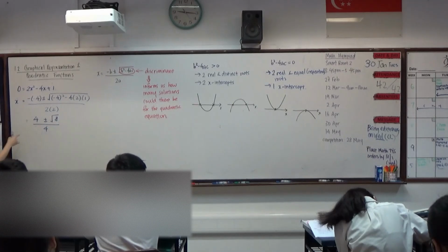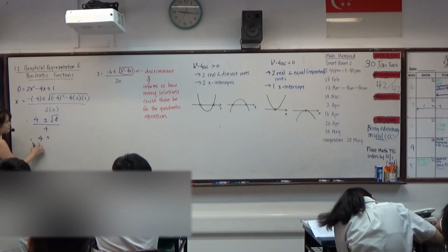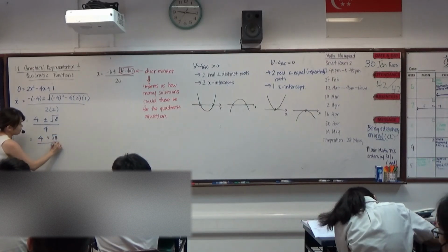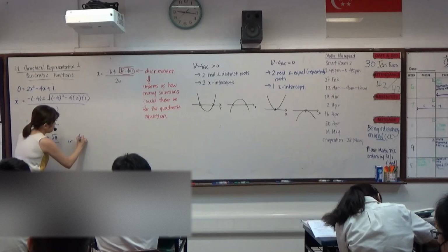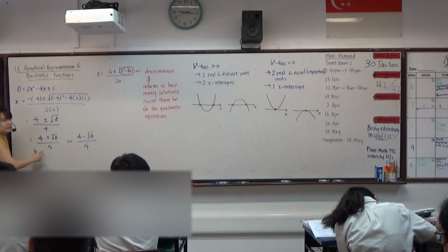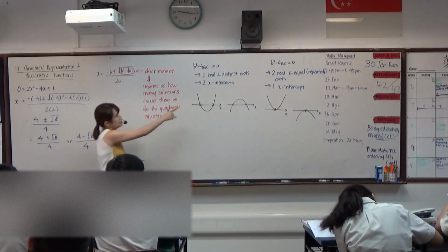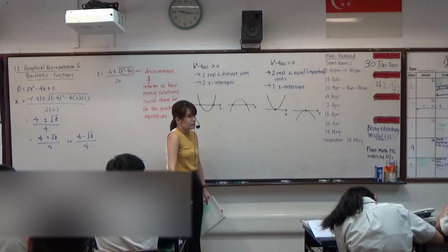So upon simplifying, I'll get this now. Okay, so what is inside the square root? Inside the square root is a number that is positive. When it is positive, what are we looking at? We are actually looking at two cases, 4 plus square root 8 over 4, or 4 minus square root 8 over 4. So there are two separate cases and they are going to give you a real number. That's why it says that there are two real and distinct roots.